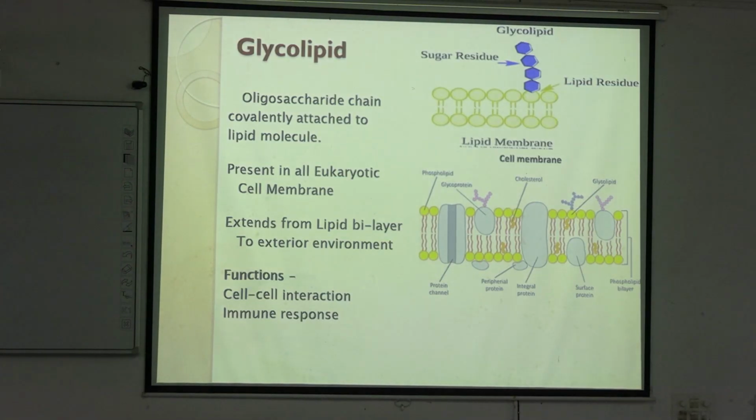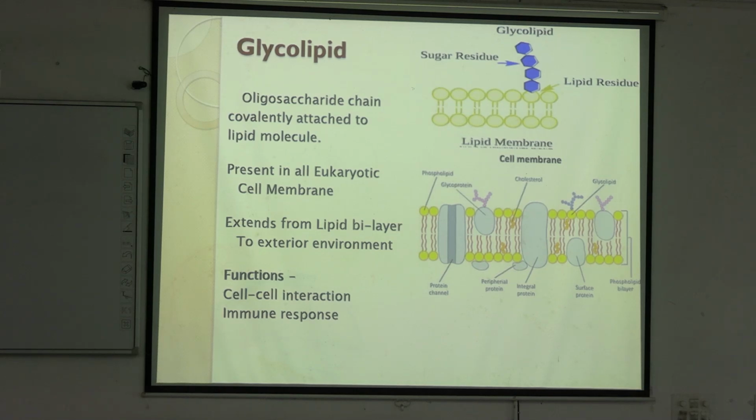Clear? Now glycolipid. Another thing, other than glycoprotein, is glycolipids. Glycolipids are nothing but carbohydrate moieties attached to lipid molecules. And where are they found? In the plasma membrane, the cell membrane part. Mainly in the eukaryotic cell membrane, they extend from the lipid bilayer to the exterior environment. Why? Mainly for adhesion and signaling purposes. The glyco part, or the carbohydrate part, helps in cell to cell interaction or immune response.